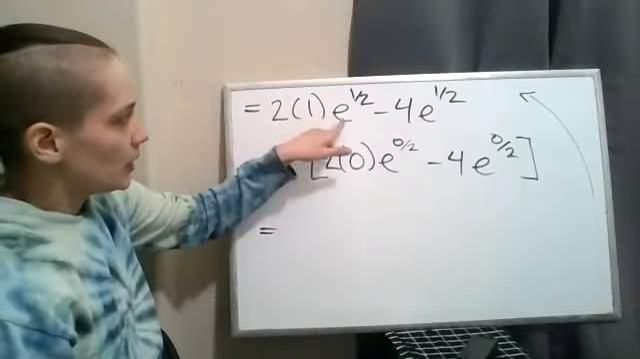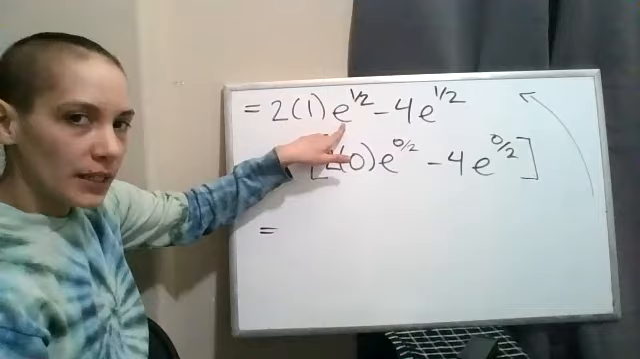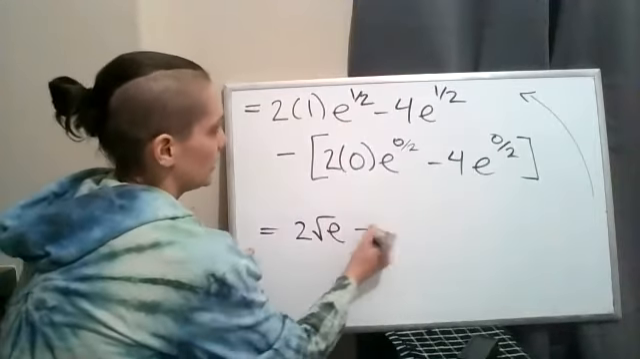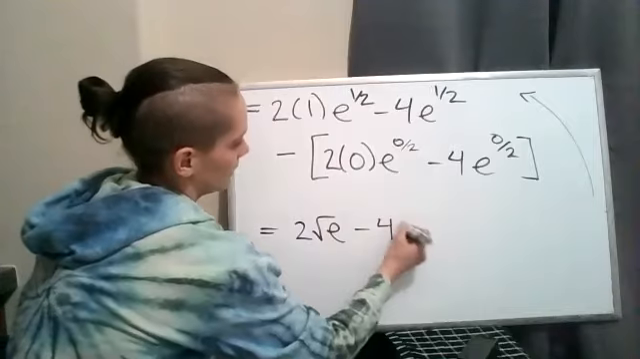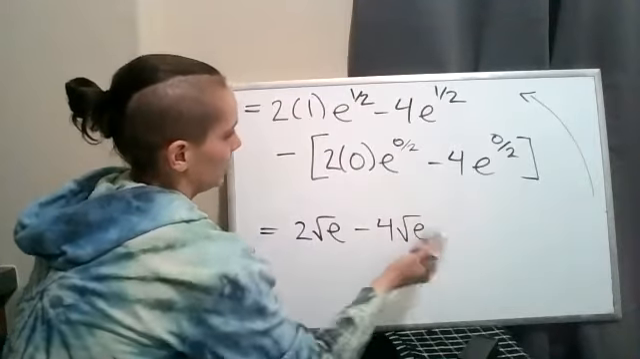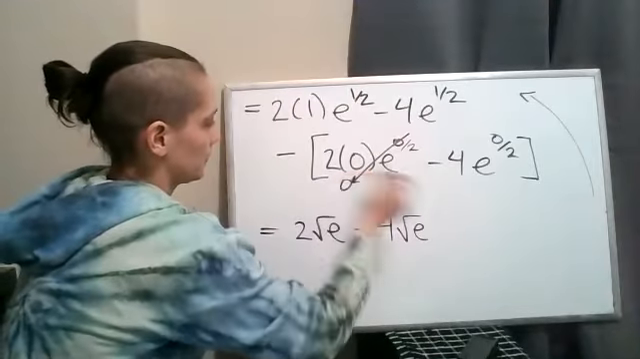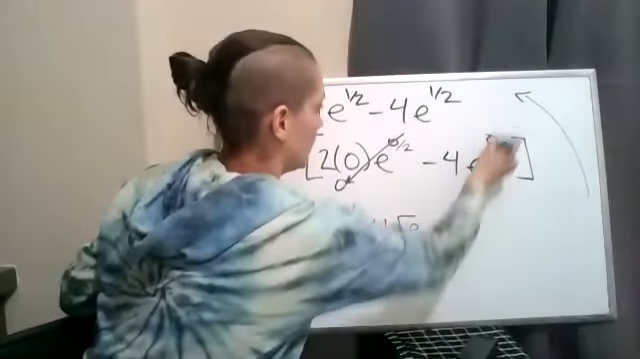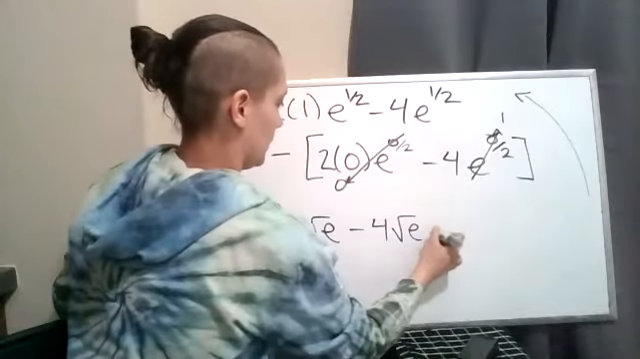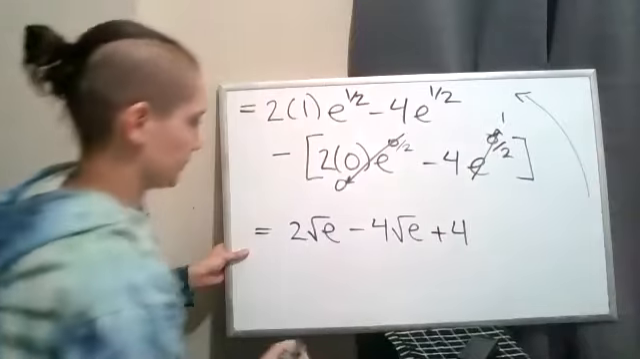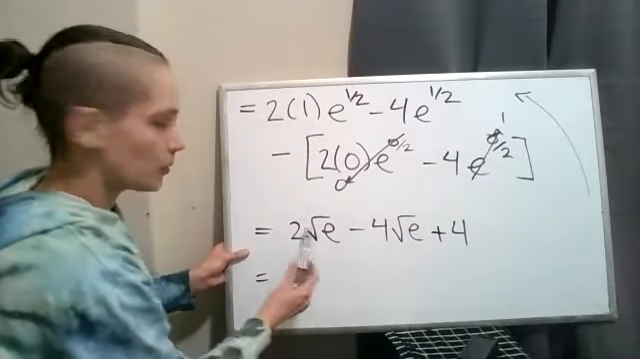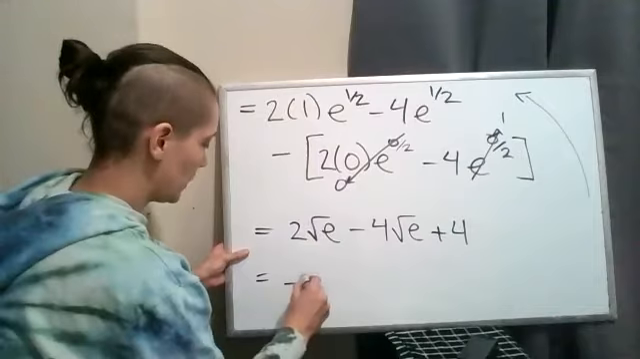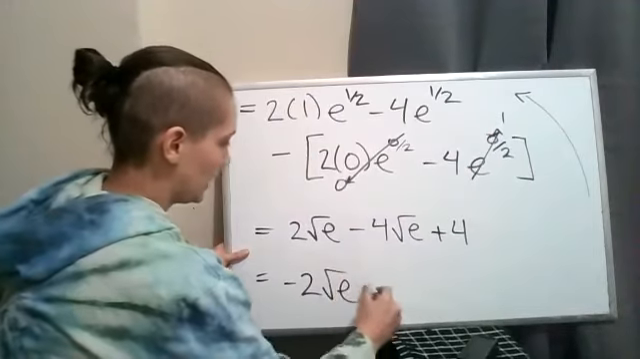Okay, 2, let's write it as root e, looks kind of nice, minus 4 root e. This is 0. And then we're going to add 4 times 1. So 2 root e minus 4 root e is going to leave negative 2 root e, and add 4.